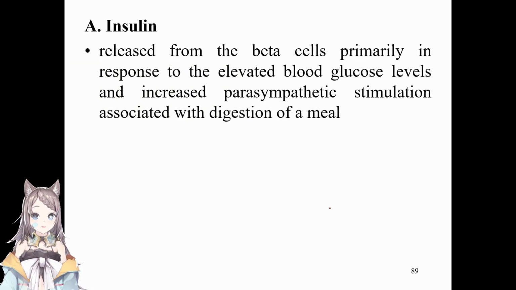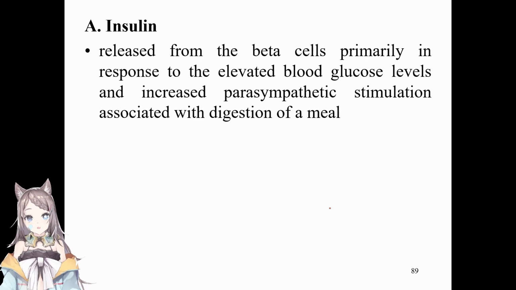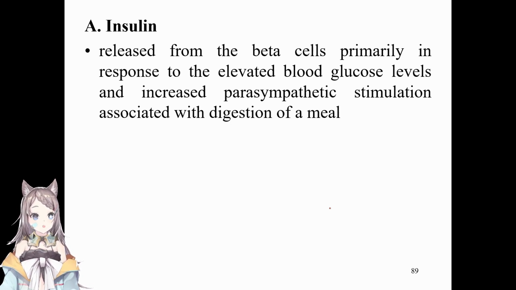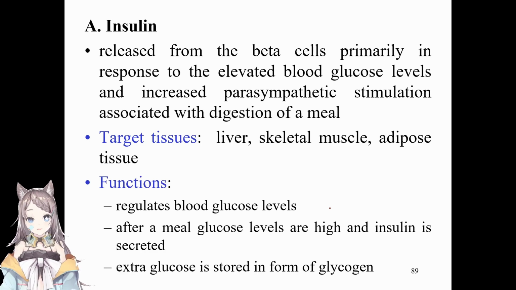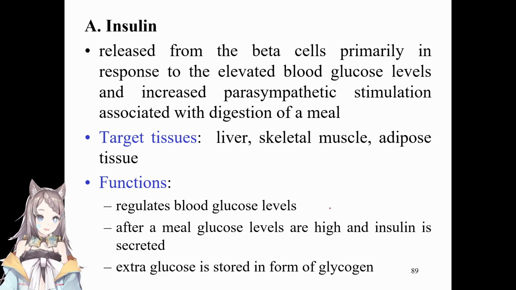Insulin is released from the beta cells primarily in response to elevated blood glucose levels and increased parasympathetic stimulation in association with digestion of a meal. The target tissues are your liver, skeletal muscle, and adipose tissue. So these are very important. Insulin regulates blood glucose levels. After a meal, glucose levels are high, and insulin is released. Insulin will make it so that glucose is stored inside your cells.